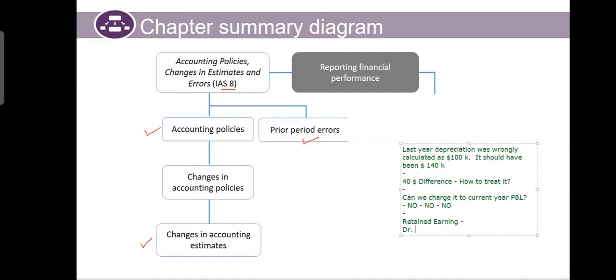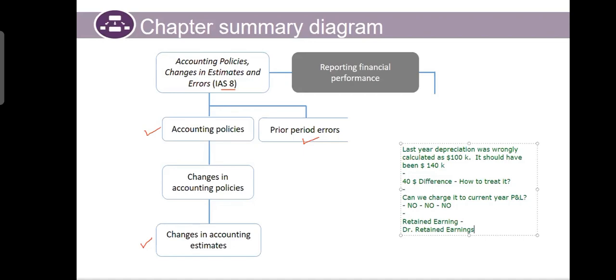What you should do, you should say debit retained earnings. So you decrease your retained earnings, because if you had treated it properly last year, retained earnings would have been less. So my retained earnings are more. They look more because last year I did not show my expense. So the best way is go and just make a debit to retained earnings.